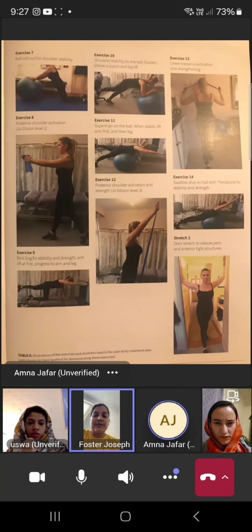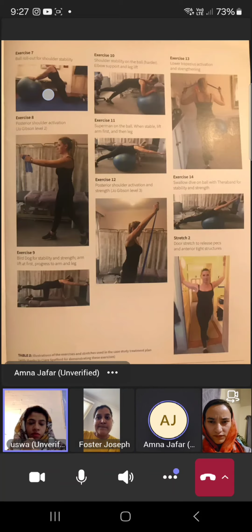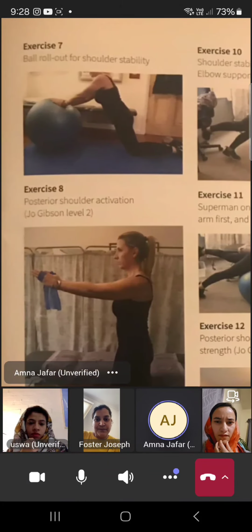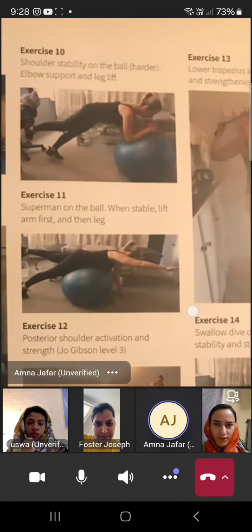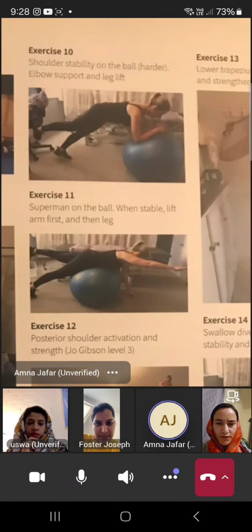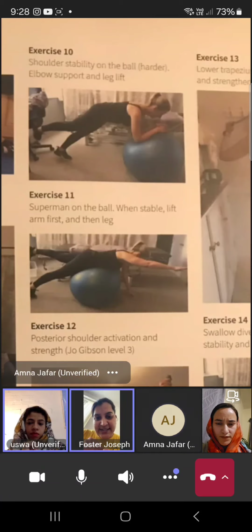So with exercise 7, ball roll out for shoulder stability. This is a good exercise. Posterior shoulder activation, Jo Gibson level 2. Now we are going towards high resistance activity exercises. Exercise 9, bird dog for stability and strength. Arm lift. I think that was the test for serratus anterior as well.